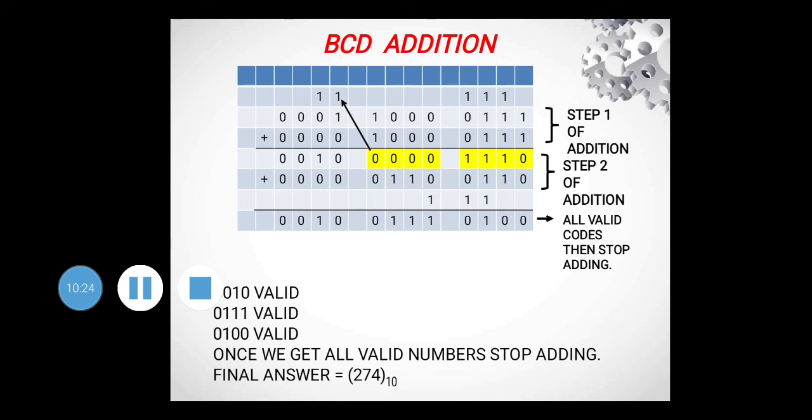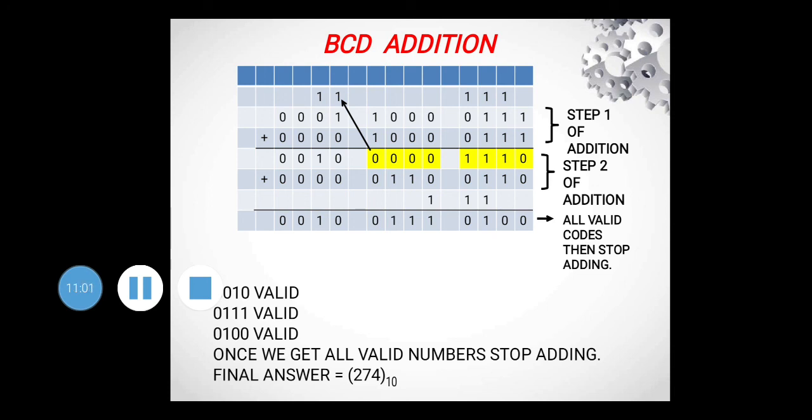The yellow color which I have marked: 0000 is a valid number, but auxiliary carry is generated, therefore 6 is added below that. Then 1110 is an invalid number, therefore 6 is added there. And 0010, which is not highlighted, is a valid number, so nothing is to be added, 0 is added there. And then again in step 2 you are going to do binary addition. After binary addition, in step 2 you are not going to check for auxiliary carry.